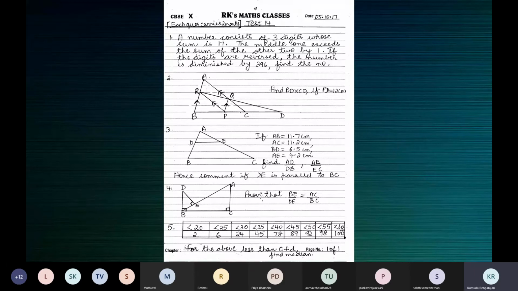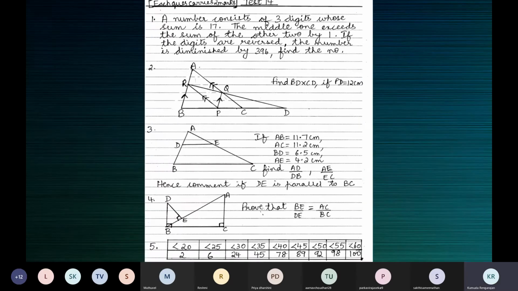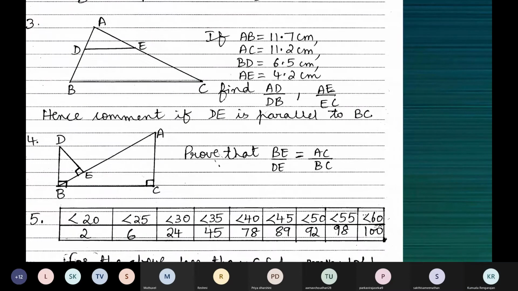Maybe you don't remember how to convert. What do you call the distribution? What is such a distribution called? Frequency distribution. Tell me the appropriate name for this distribution in question number 5. Less than cumulative frequency. Who was that? Priyadarshini or Shriya? I can't make out.